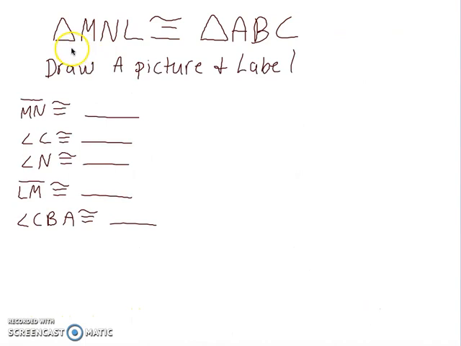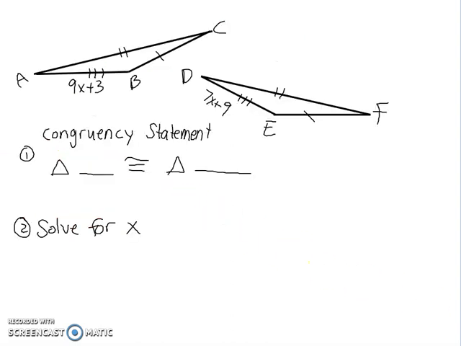Now you're going to have the next few minutes to complete these last couple pages on your own. In this first one, you're given the congruency statement, and you need to draw and label a picture and complete these statements over to the side. And then on this last page, you need to state the congruency statement and solve for x, given these two figures.